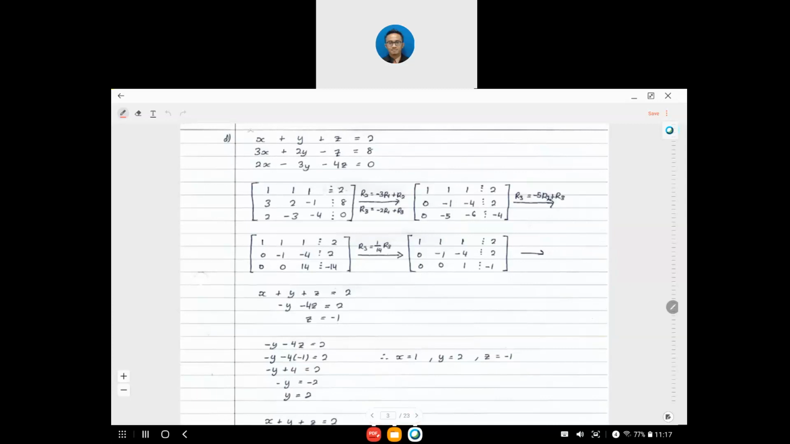Okay, also the same thing, you have this linear system. Transform to augmented matrix, so you can get 1, 1, 1, 2. Here the sign is not equal, it is a colon-like separator. Or if you want the colon, you can draw a line like this too. It's up to you. And then 3, 2, -1, 8, 2, -3, -4, 0.